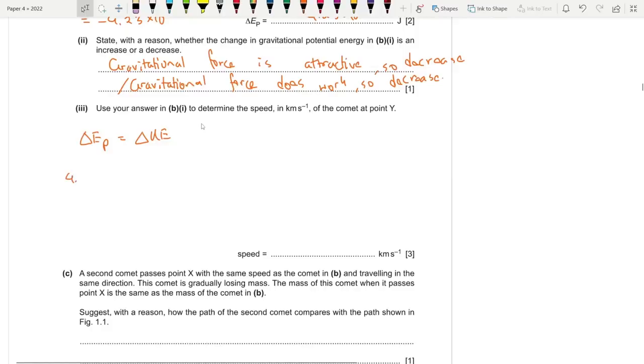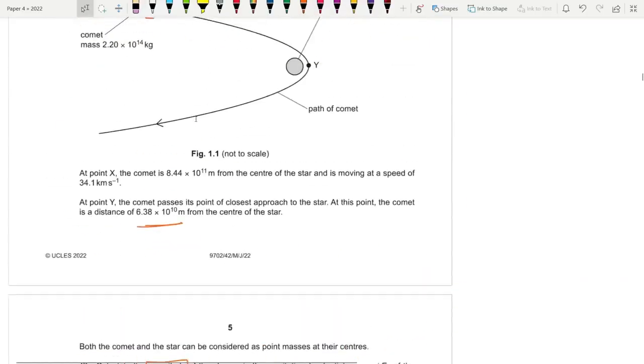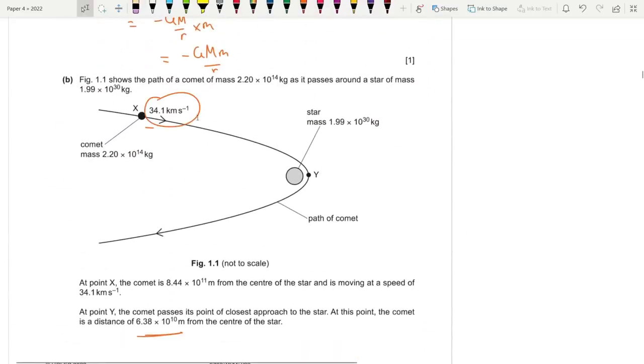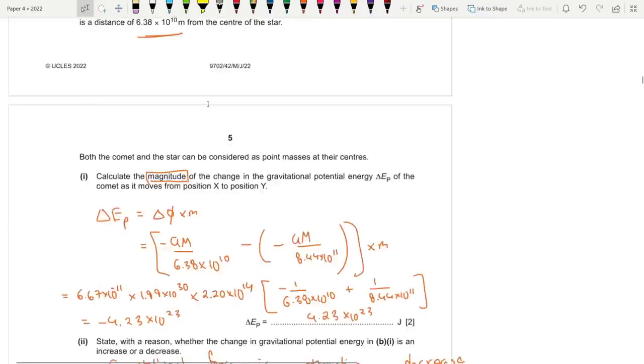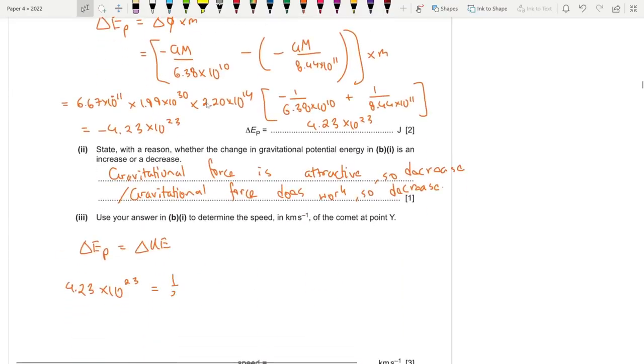So we had our answer 4.23 into 10 to the power 23, right? That was actually converted to an increase in KE. Our particle already had kinetic energy initially, right? 34.1 kilometers per second, which is 30. Okay, wait. So half m v square minus u square.